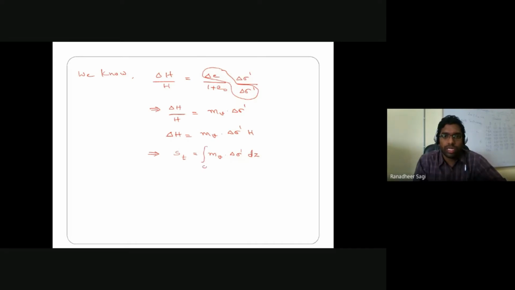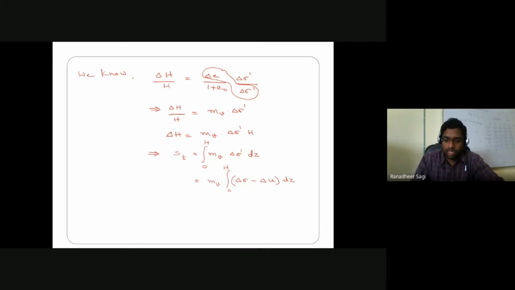Over the integral limits 0 to H, that's over the complete height of the soil sample, I'm going to integrate this function. In the time rate of consolidation, or the one-dimensional consolidation theory, we said mv is assumed to remain constant. So I can take mv out of the integral, and what I'll have inside the integral is delta sigma dash into dz. What is delta sigma dash? I can write it as the change in total stress applied minus the change in pore water pressure, into dz.